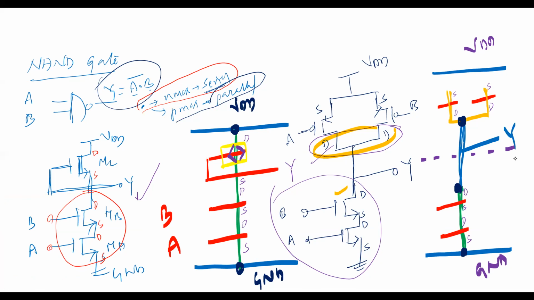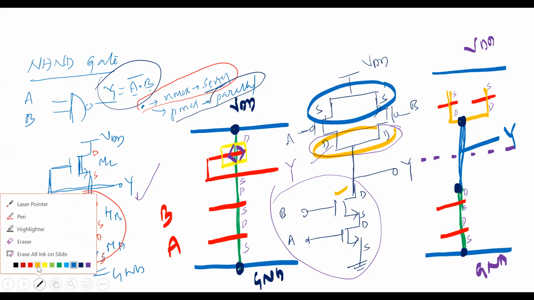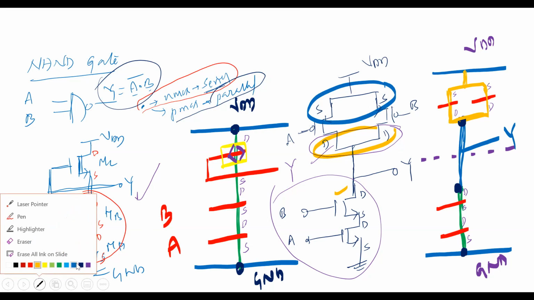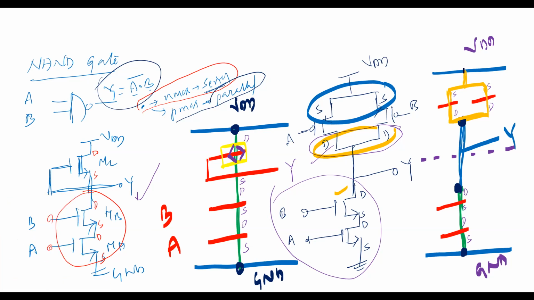And one more thing, see here, both the sources are joined together and connected to the VDD. So for the sources, I will take yellow once again. I can join these two, and I can join to this one. And the sources are connected to the VDD. To make the actual contact, we need the contact cut.